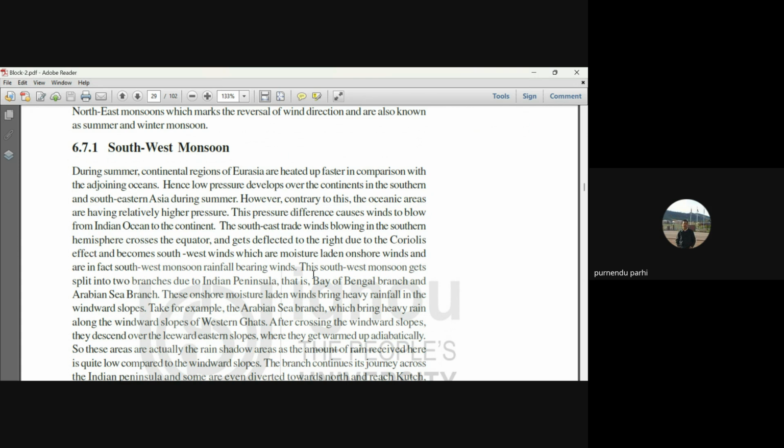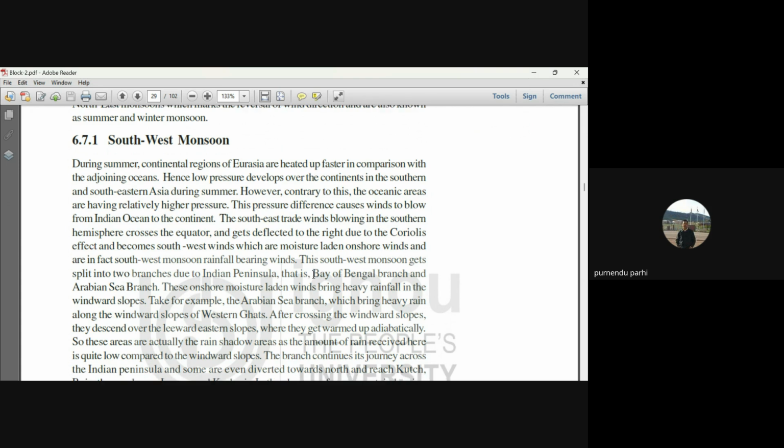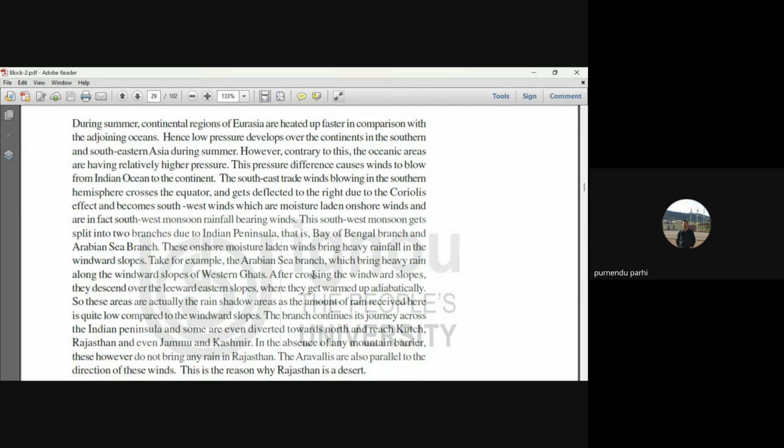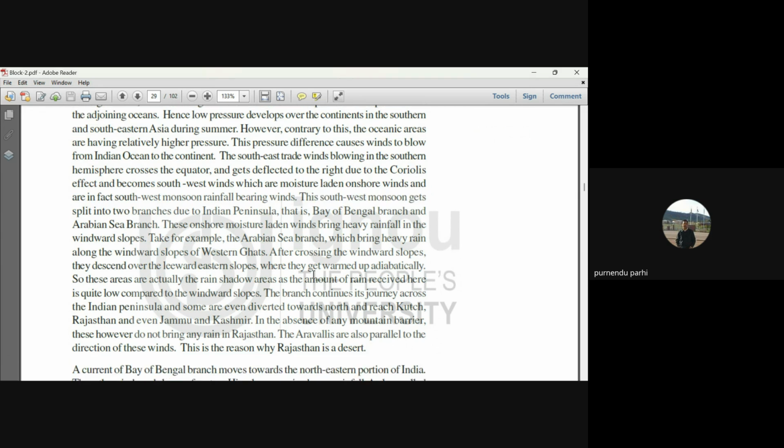These onshore moisture-laden winds bring heavy rainfall on the windward slopes. Take for example the Arabian Sea branch, which brings heavy rain along the western slope of the Western Ghats. After crossing the windward slopes, they descend over the leeward eastern slope, where they get warmed up adiabatically. So these areas are actually rain shadow areas, as the amount of rain received here is quite low compared to the windward slopes.